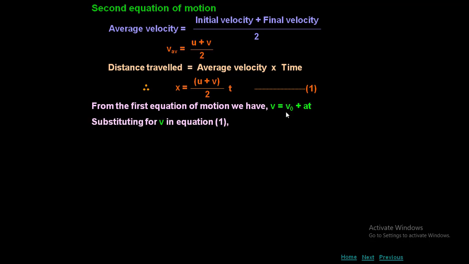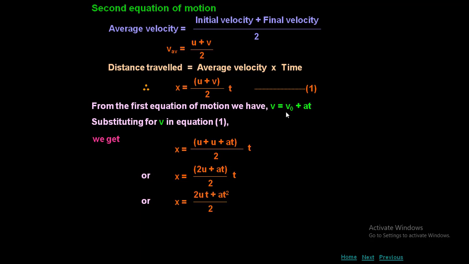So substituting v in equation 1, we have x equal to u plus at by 2 into t. What is u plus at by 2 into t? 2u plus at by 2 into t. If you multiply, you are going to have 2ut plus at square by 2. Now, a plus b by 2 means how can we write? A by 2 plus b by 2. Or simply we can have x equal to ut plus half at square. This is your second equation of motion.